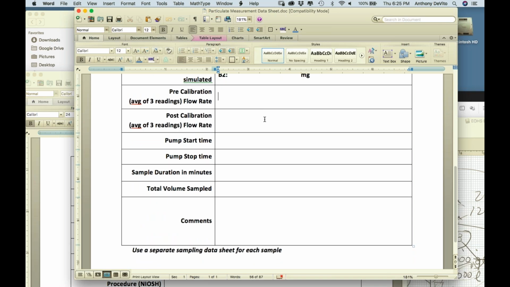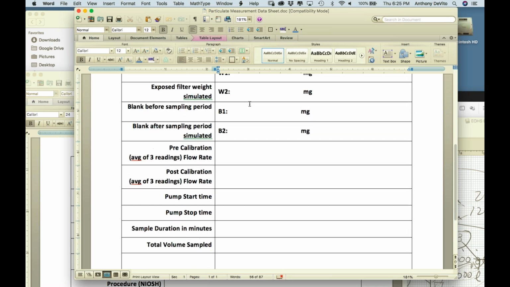Okay, minimum 1. Pre-calibration. Remember we took our pumps and calibrated them, either with the dry calibrator or with the burette. We calibrate them by taking 3 readings before we actually use them with a cassette in line. We took the average of those 3 readings and recorded that as our starting volume.